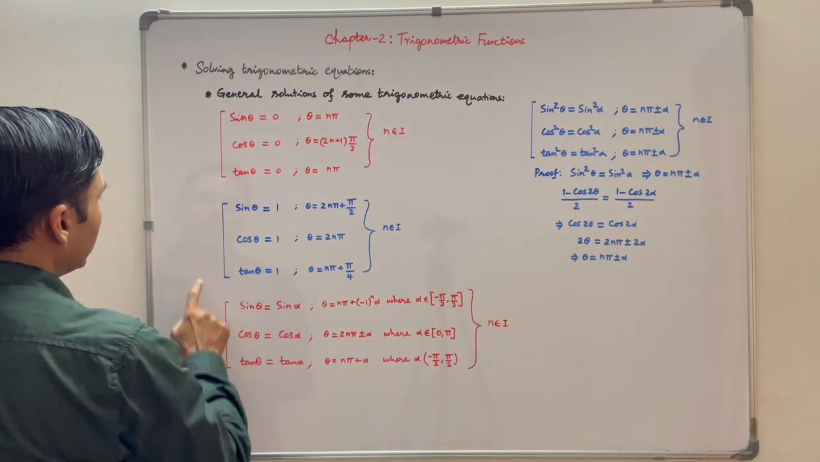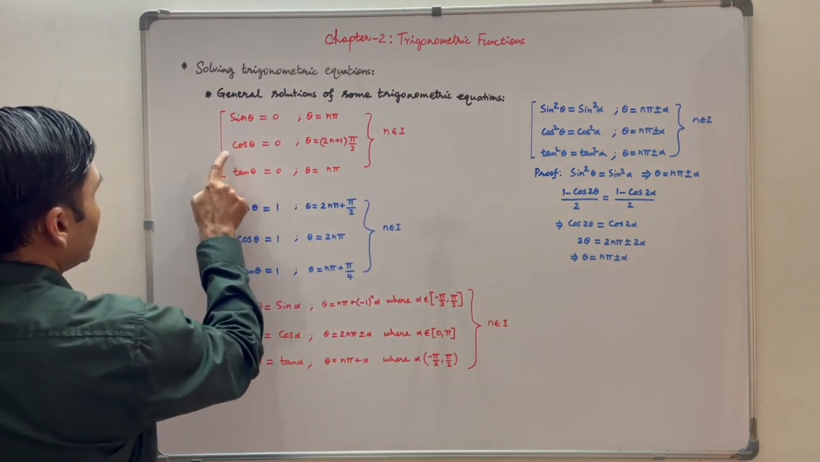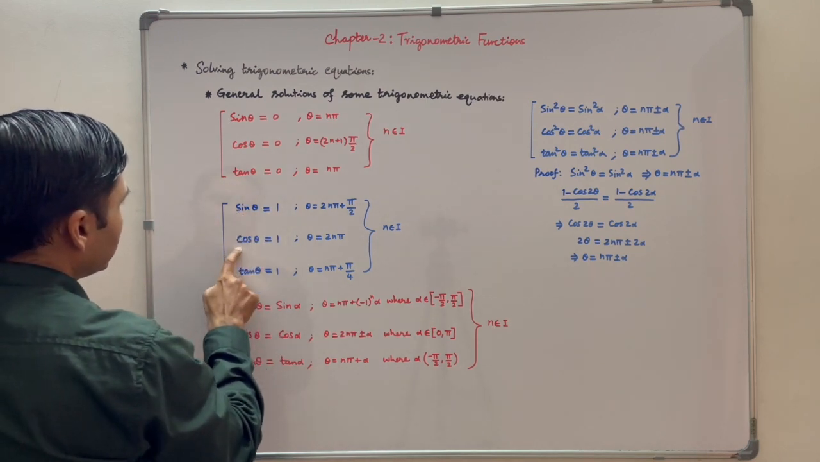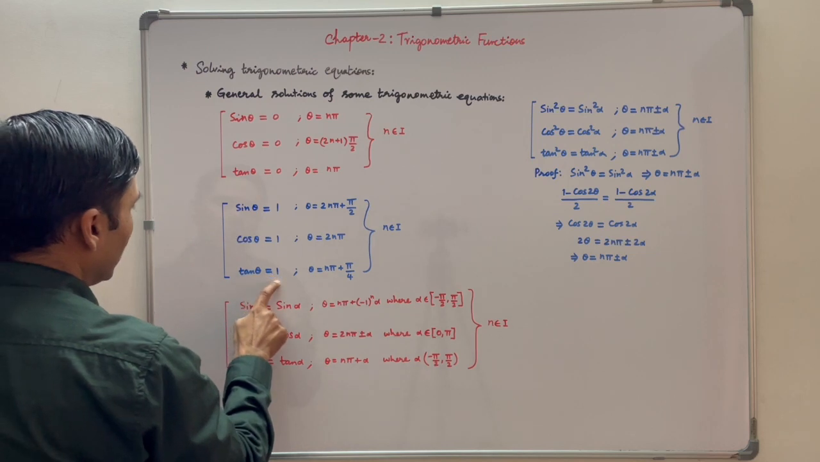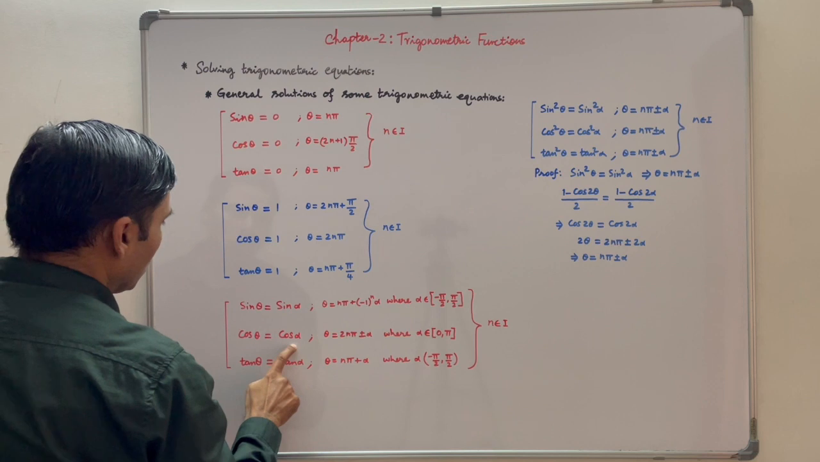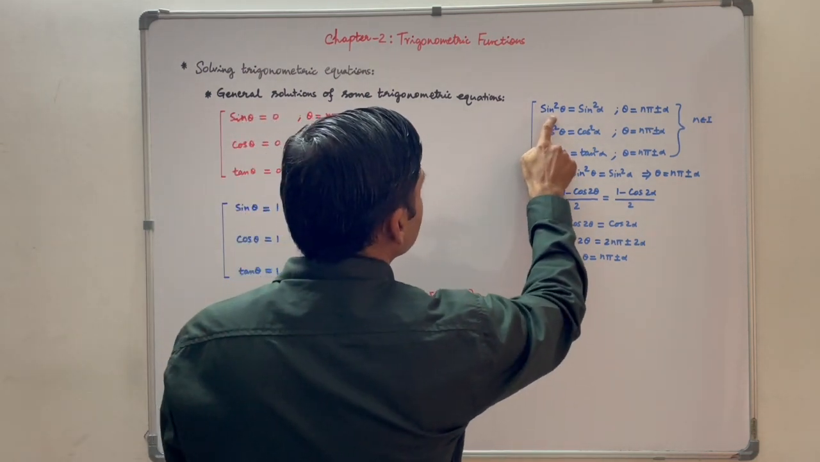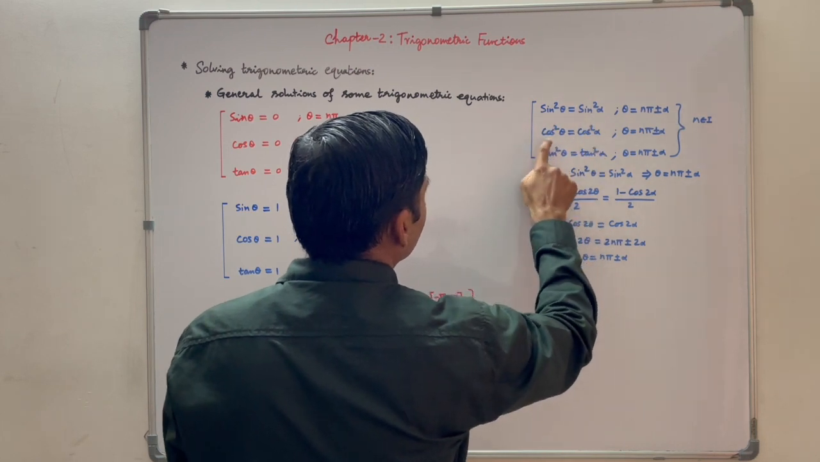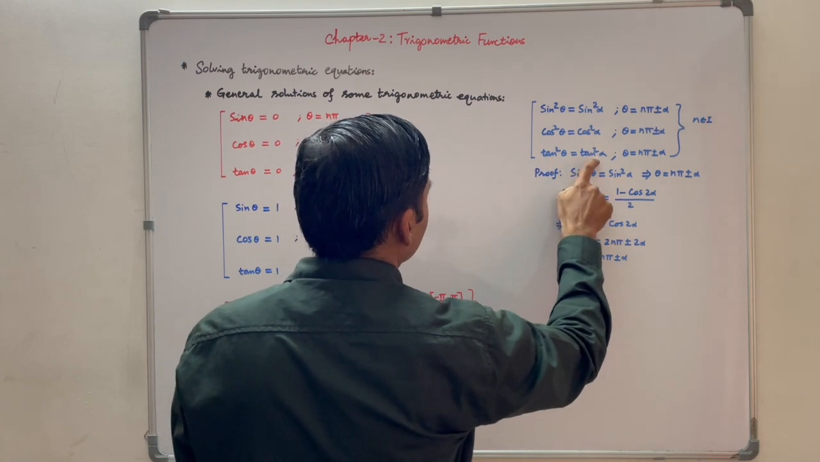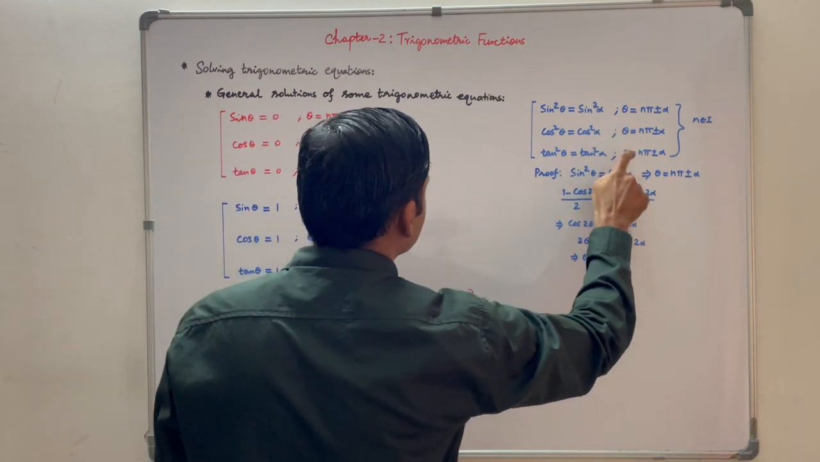I have made 4 cases. First case is when sin theta, cos theta, tan theta are equal to 0. In second case, when sin theta, cos theta and tan theta are equal to 1. In third case, sin theta is equal to sin alpha, cos theta is equal to cos alpha, tan theta is equal to tan alpha. And in fourth case, sin square theta is equal to sin square alpha, cos square theta is equal to cos square alpha, tan square theta is equal to tan square alpha. Then these are the general solutions written against them.